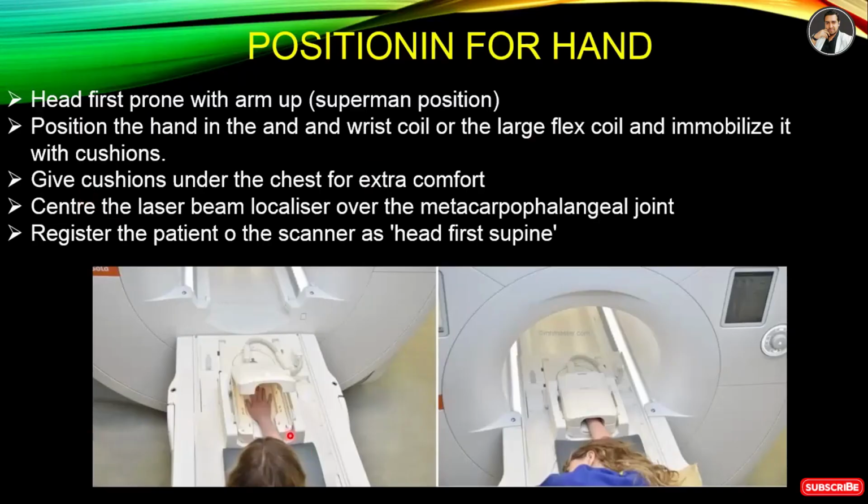Now we will give support with foam and cushion. And we will center the metacarpophalangeal joint. The metacarpophalangeal joint is here. We will keep this joint in the middle of the coil. Then we will give support to the upper part of the hand. After that, we will center the joint with the laser light.